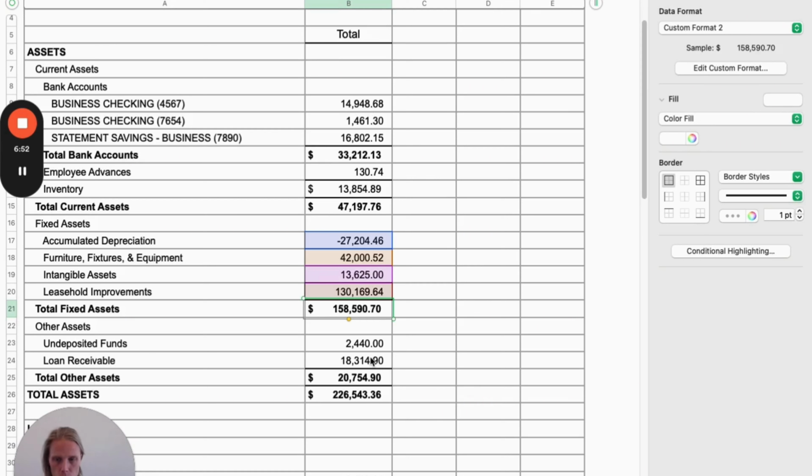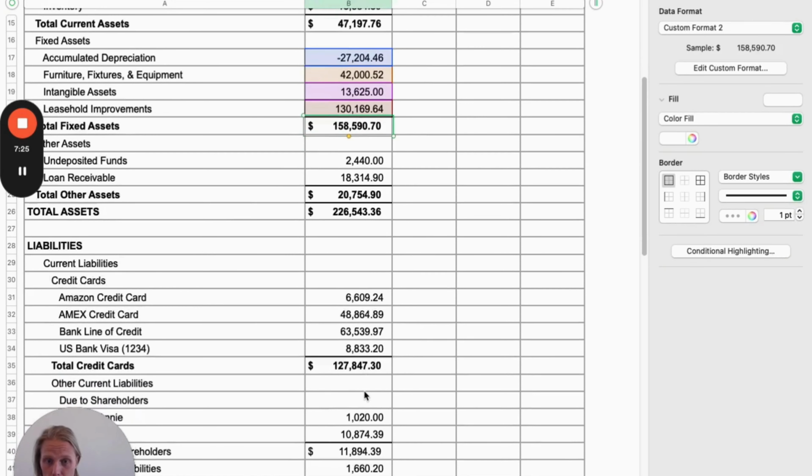In this case, we also have a loan receivable. So ABC Salon has lent money either to another business, to an individual, maybe one of the shareholders had to borrow money from the salon. And so this is them tracking that as it's being paid back. It's an asset for the salon because it is owed money from someone else. $226,543.36. That's the total assets. Those are the things that are owned by ABC Salon.